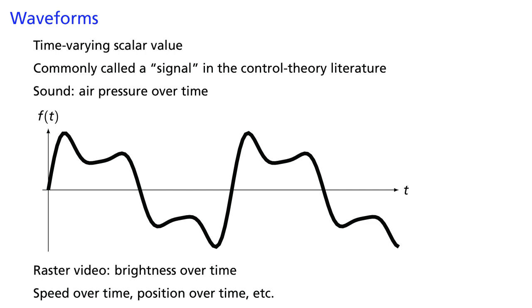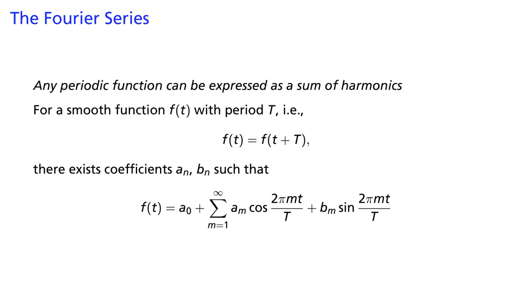Raster video is actually brightness over time, more or less the same thing. And you can imagine other signals, which would include things like speed over time, position over time, and so forth. A very fundamental property of signals, especially periodic signals, is that you can decompose them into a sum of harmonics. That is to say, a bunch of sine and cosine functions whose frequencies are a multiple of the base frequency.